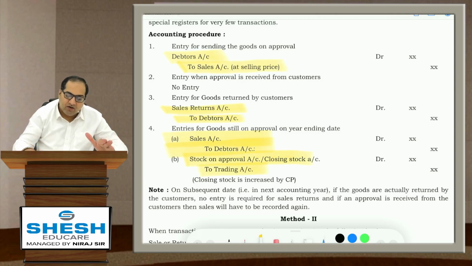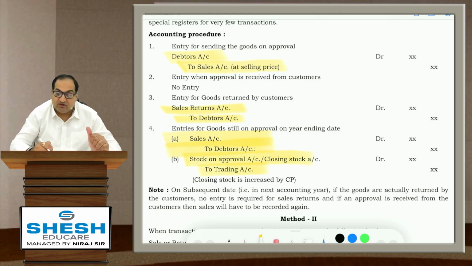Check. Now, on the subsequent date, that is the next accounting year, if the goods are actually returned by the customer, will you pass any entry? There's no question of passing any entry. Last year we reversed it from our sales and added it to closing stock. The goods were physically with the prospective customer, and he returned them. That's all. So I don't have to do anything.